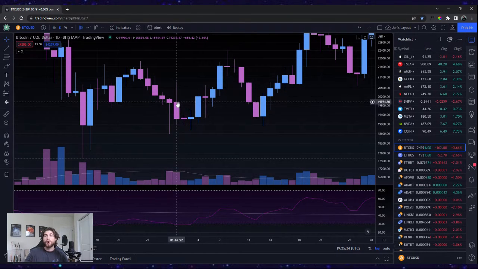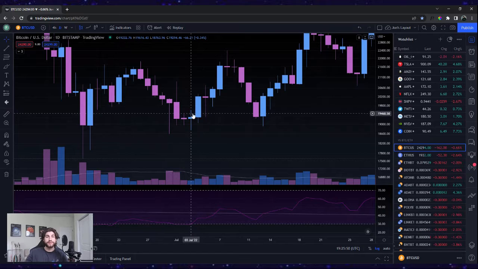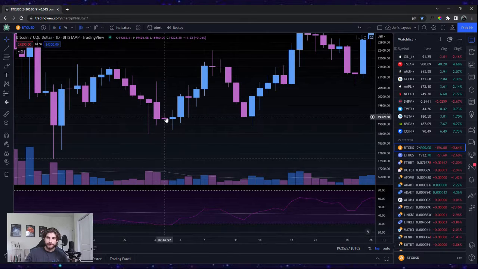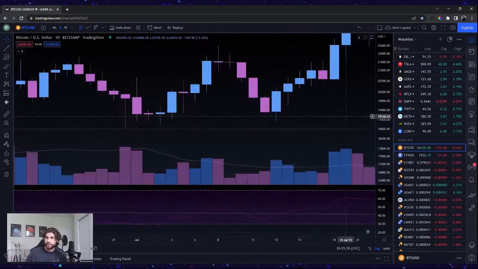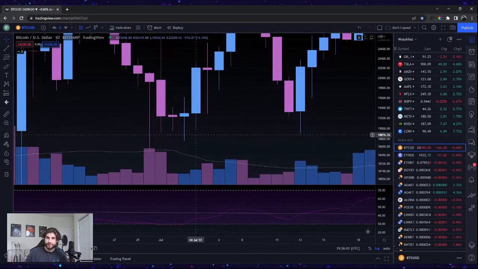It opened its day at 19,974 and closed its day at 19,235, right? That's why this candle is a purple instead of a blue: it closed lower than where it opened for the day. And then you can see there's another tinier one where it had a much tighter range, right?